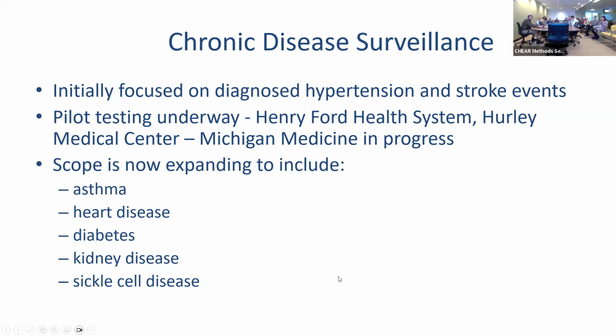Kevin, is the theory with the chronic disease surveillance registry that the population sizes, when you think about the individual chronic diseases, are so small, and so there's an opportunity to think about maybe some key processes or things like that where you can use it for improvement?